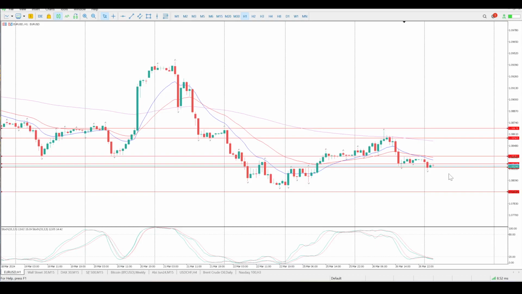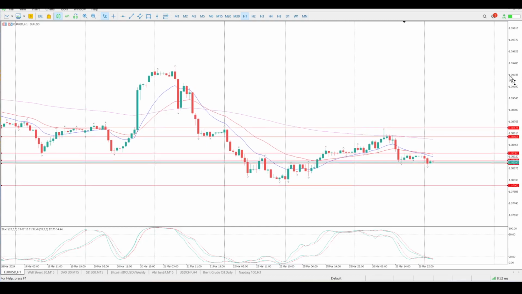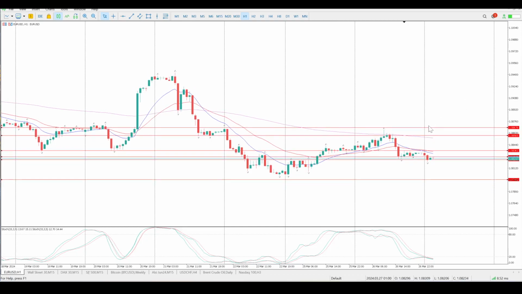Anyway, that's kind of my view today. Completely confused and sitting on the sidelines, not really going to try and second guess this. We'll wait for better structure before we get involved on Forex.